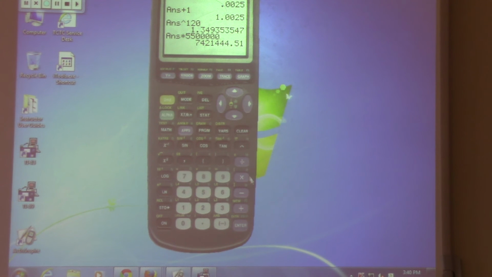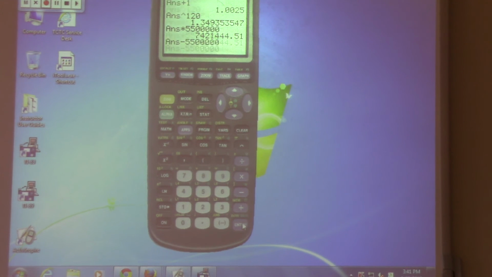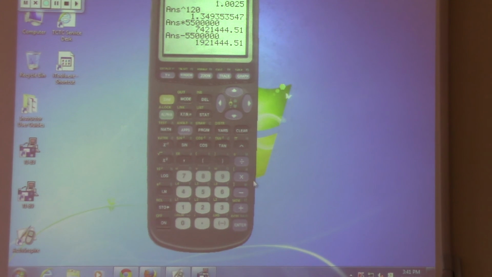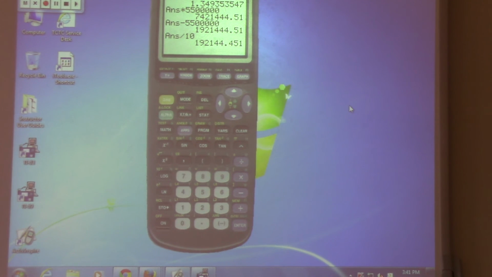And that's that number. Let's go ahead and subtract our principal, 5,500,000, so we know how much we made. And that gives us that much, which we left in there for 10 years. So divide that by 10. It comes out to be about $192,000 a year. How many of you could live off $192,000 a year? Shoot, yeah, I could. Is that with no taxes? Well, it depends on where you put it. That depends. That's why you need an accountant.